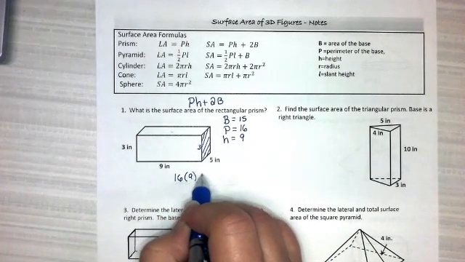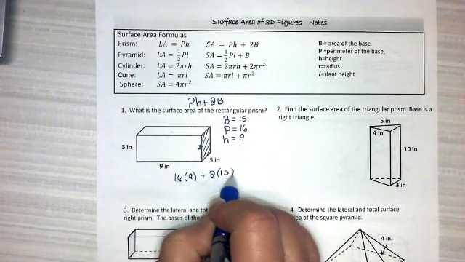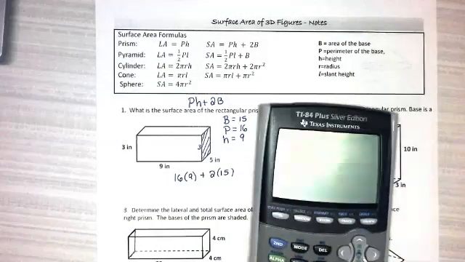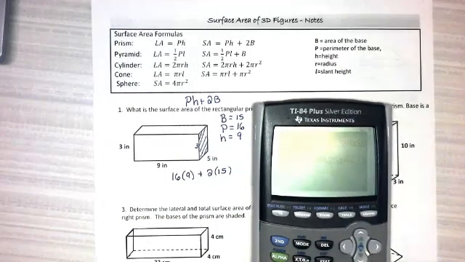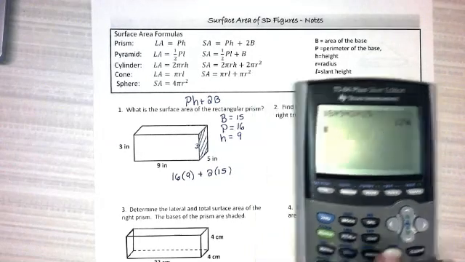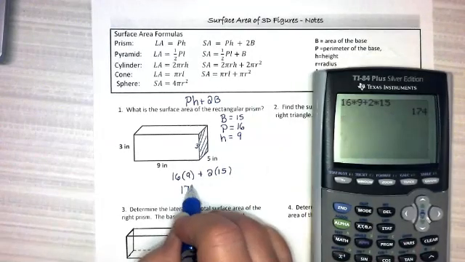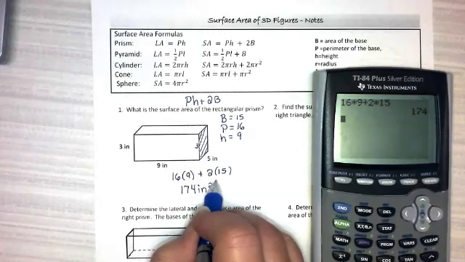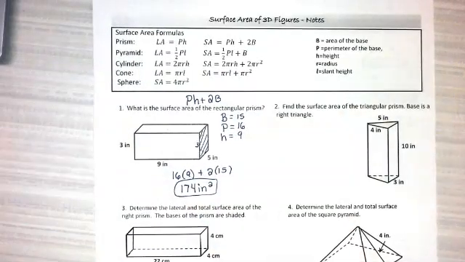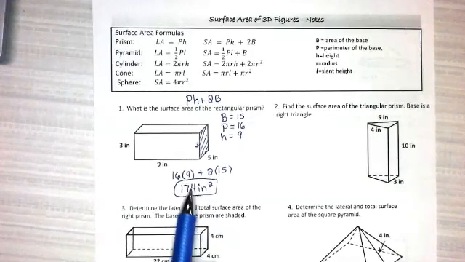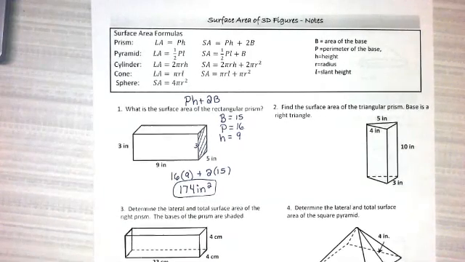Perimeter times height plus 2 bases. And we grab our calculator and type in 16 times 9 plus 2 times 15 and get 174 square inches, because we're talking about area, the surface area. Volume, remember, is how we filled a shape. Surface area is going to be we paint the outside of the shape, or we cover it with paper, just the outside. So that's 174 square inches on the outside.